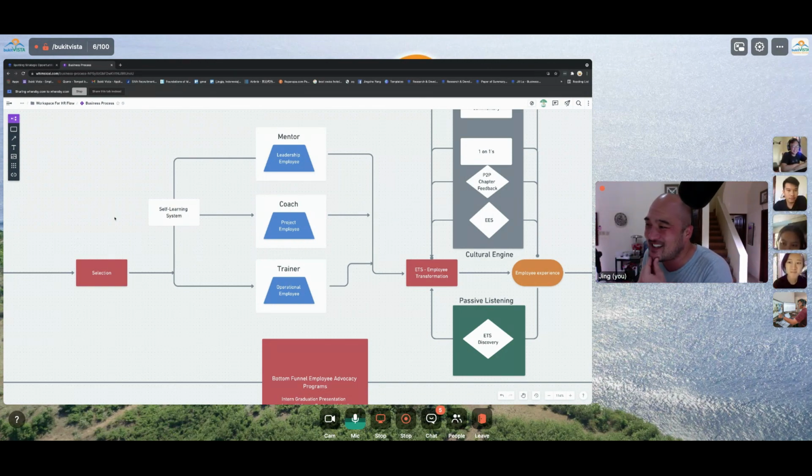But let's go to Tendi. Tendi, what's your opinion on this one? Can you intuitively figure out who to mentor, or does it happen by intuition?